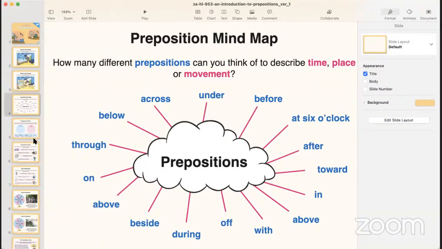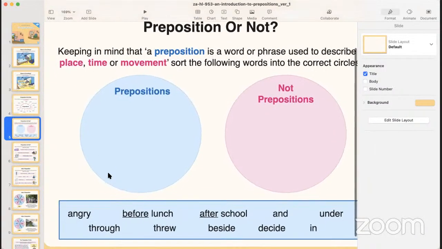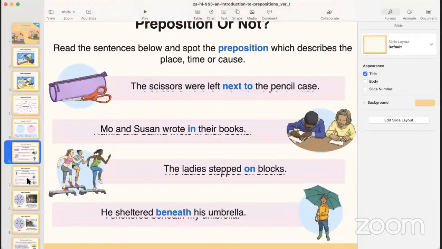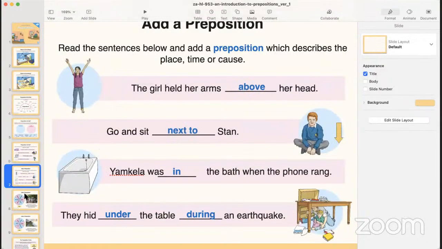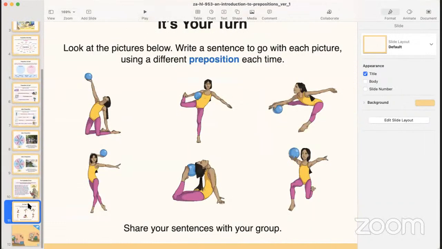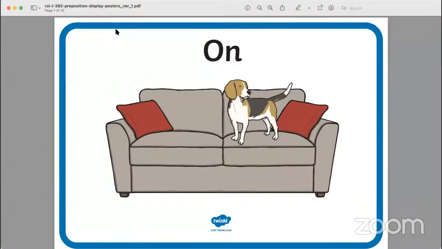So let's have a look at this one. Is there a picture that we can do? Let me see if there is another picture that we can look at. Okay, let's have a look at this one.